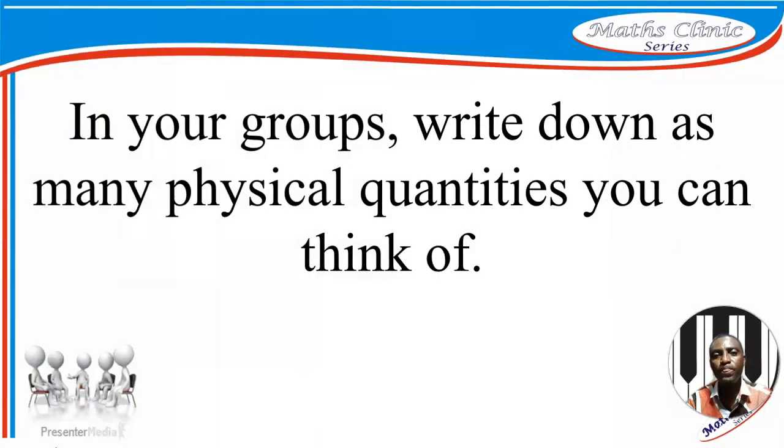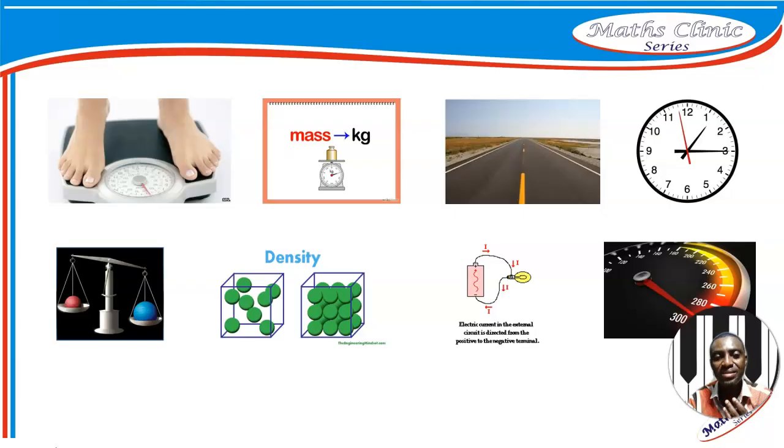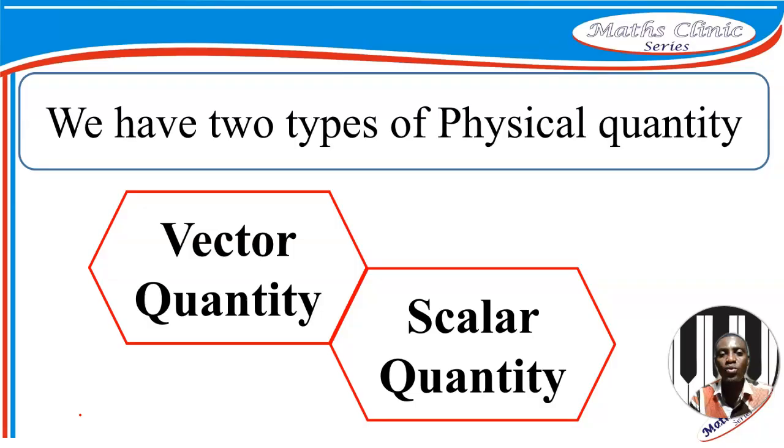Example can be mass. You can measure your mass. You can measure distance. You can measure time. You can measure speed. You can measure temperature. All these are physical quantities. We can put physical quantities in two different categories. We have what we call vector quantity and scalar quantity. But our concentration is going to be more of vector quantity. But let's understand what vector quantity is all about and what scalar quantity is all about.